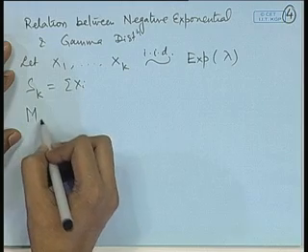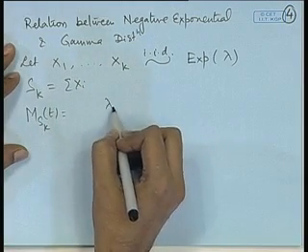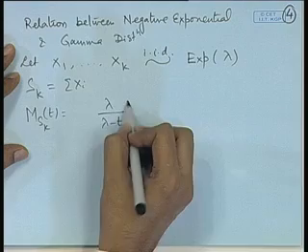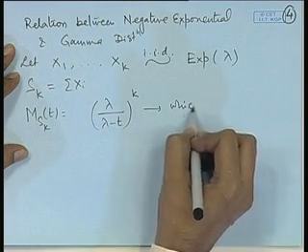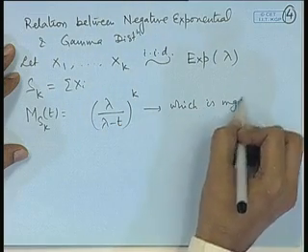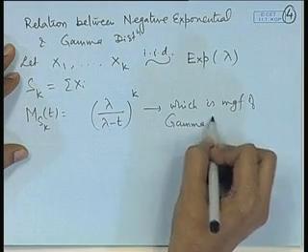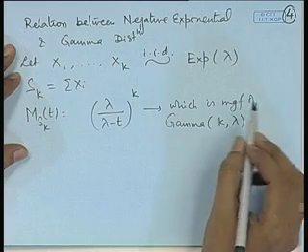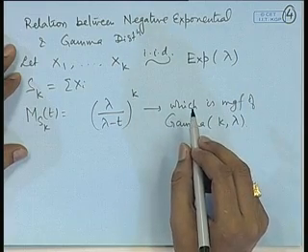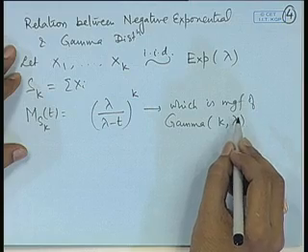So, the moment generating function becomes (lambda by lambda minus t) to the power k, which is the MGF of a gamma distribution with parameters k and lambda. That means the sum of independent exponential variables is a gamma variable.